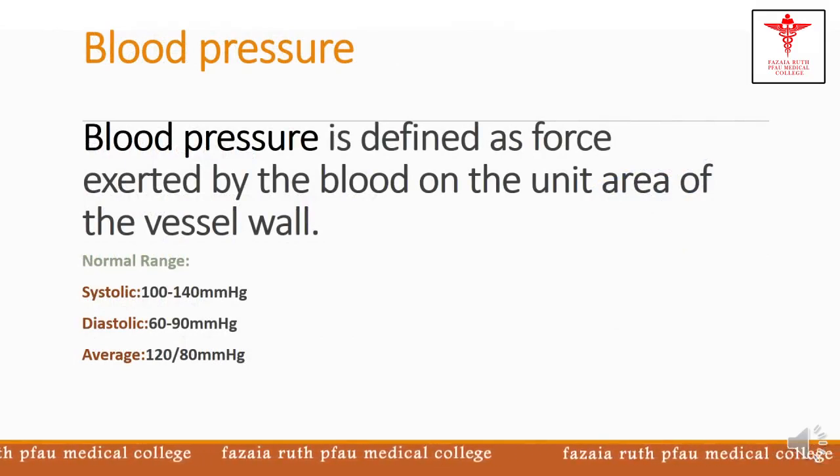So what is blood pressure? Blood pressure is defined as the force which is exerted by the blood on the unit area of the vessel wall. The normal ranges are, for systolic blood pressure, 100 to 140 mmHg. The diastolic blood pressure ranges from 60 to 90 mmHg. The average reading is 120 by 80 mmHg.